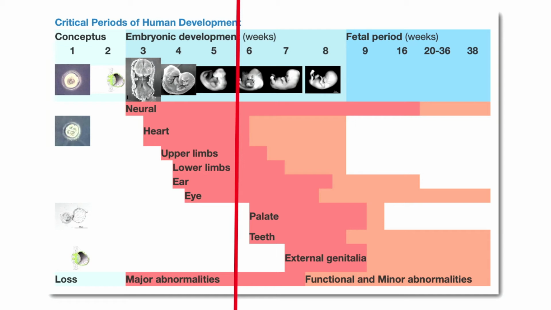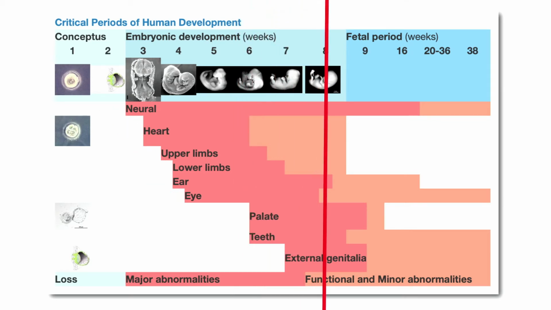And you'll see that the line passes through the development of the nervous system and the heart, the upper and lower limbs, the ear, and the eye. These things are in the pink, so they are under critical development on Thursday of week 5. And a teratogen coming in could have a profound impact on those particular areas of development. You can see palate and teeth haven't even started developing yet, so there's not going to be an effect on those, but certainly partway through week 5, a teratogen could have profound effects.